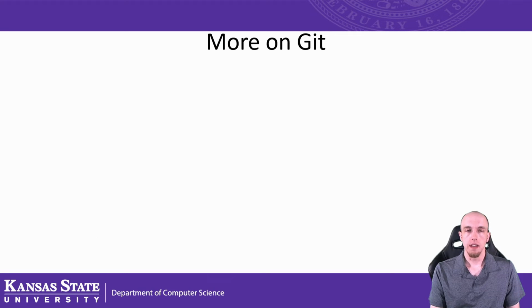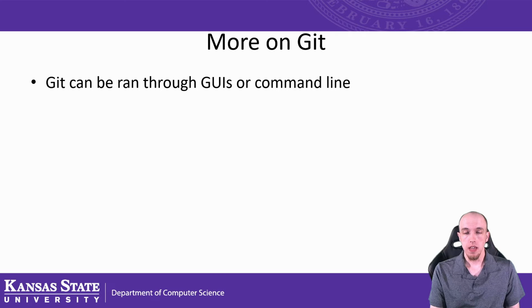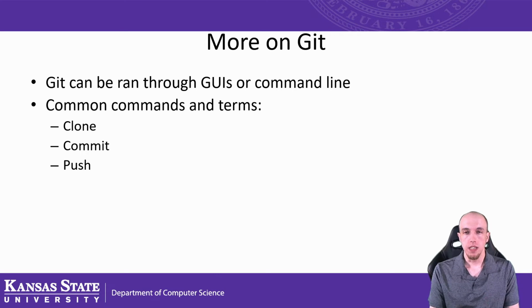But let's take a look at a few more things on Git. Git can be used via command line or through other programs, for example Visual Studio, or many other programs that apply a GUI element on top of Git. A lot of the commands that we'll be using in Git are primarily clone, which will completely copy a remote repository, commit, which we've already talked about, as well as push, and we've also talked about that. Commit saves your local changes to your local repository, and push will upload all local commits to the remote server. Another common command that you may find yourself using is pull.